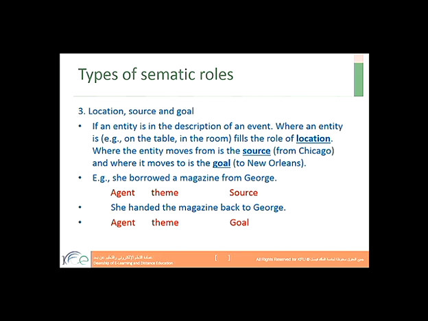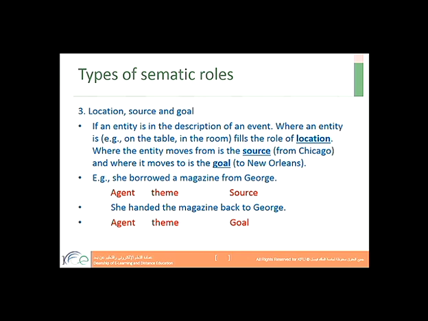She borrowed a magazine from George. We can simply analyze this sentence by saying that she functions as an agent. Borrowed a magazine is the theme. From George is the source.